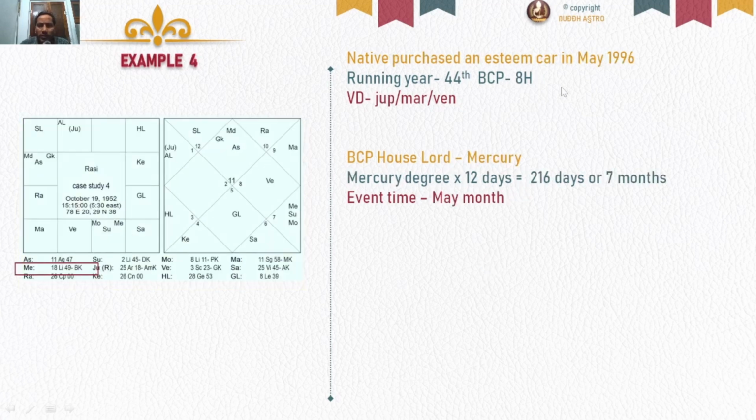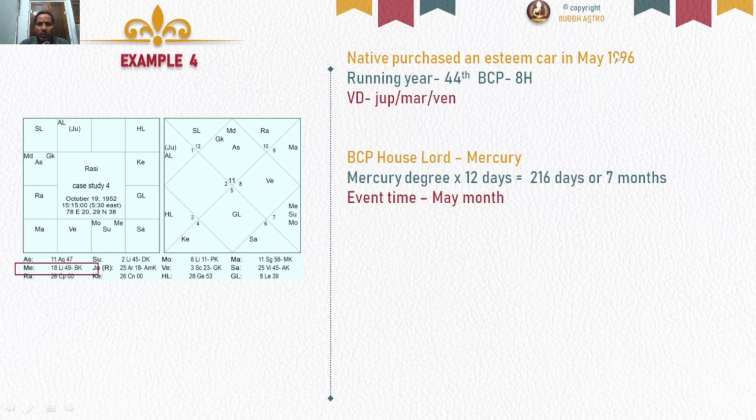Example 4, this native purchased an esteemed car in May 1996. BCP house was the 8th house. See the 8th house. Here Saturn is sitting, so you can take the degree of Saturn. BCP house lord is Mercury, so take the degree of Mercury. Now I have taken the degree of Mercury. Mercury is sitting at 18 Libra 49. So multiply Mercury degree into 12 days, you will get 216 days, which will be equal to 7 months.